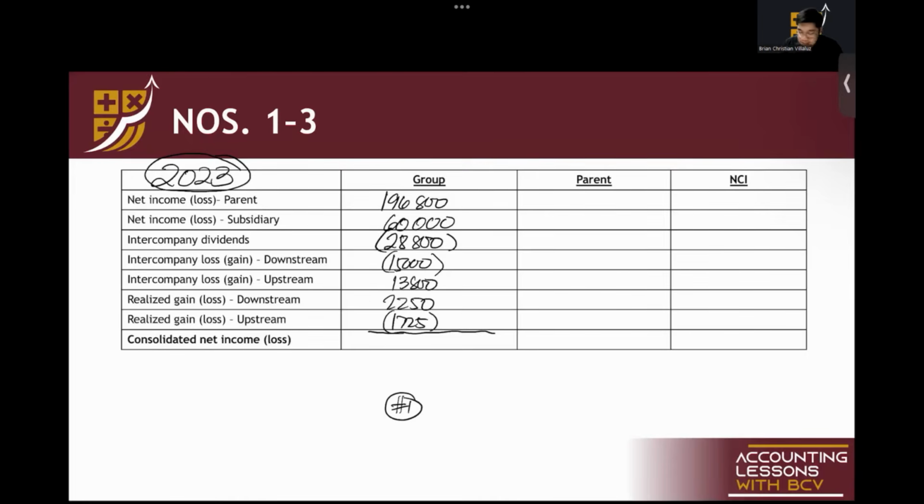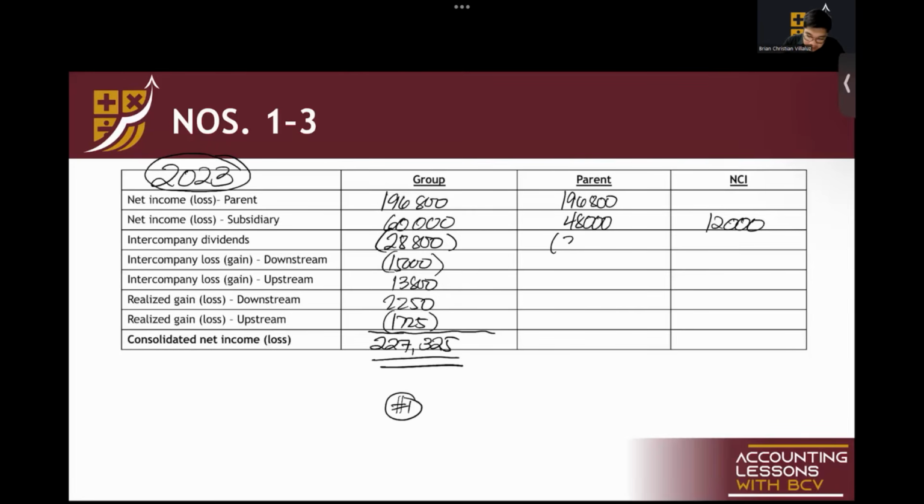So how much is your consolidated net income 2023? That would be 227,325. Okay? Then, let us distribute the consolidated net income between parent and subsidiary. So, net income parent, si parent lang yan. Walang kahati si parent dyan. Sa subsidiary net income, merong kahati si parent, yung NCI. So, 80%, 48,000 for the parent, and 20% for the non-controlling interest.